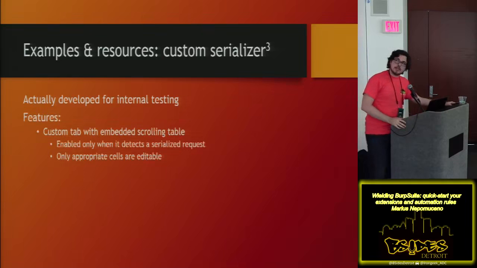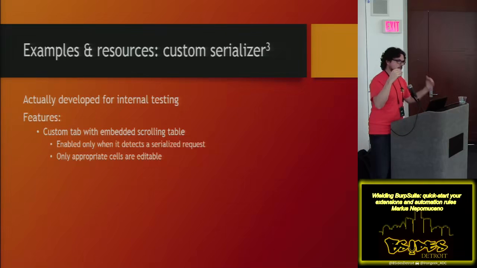So here are some features. It's got a custom tab with an embedded scrolling table. It's a Java table, and if the rows exceed the size of the window, it'll pop up a scrolling pane. It's only enabled when it actually detects a request that has that kind of serialization. So I have some detection in there. You won't even see the tab if the HTTP message is not serialized in the format that I'm looking for. Only the appropriate cells are editable, so you can pick down to the cell level which cell will be editable by someone who's using the extension.